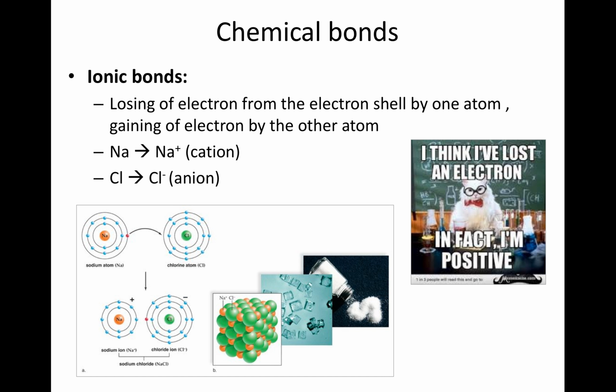Loss of an electron makes an atom positive, and we refer to those as cations, and gain of electrons makes the atom negative, and we refer to those as anions. The best example is your table salt, NaCl, where Na is positive and Cl is negative.